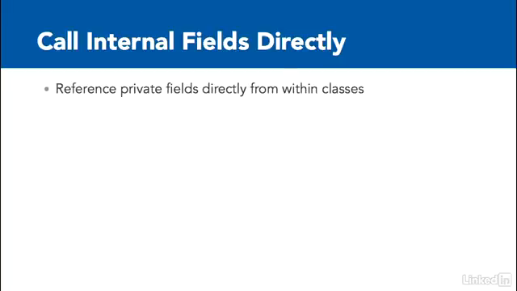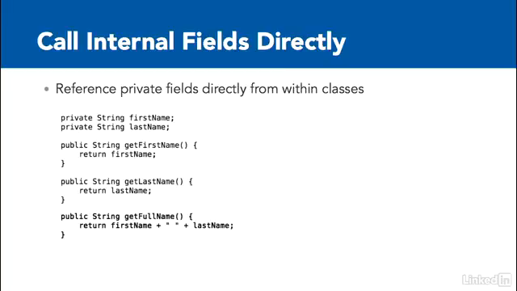It's very common in Java to create private fields and then public getter and setter methods. So in this code sample, I have two private fields called first name and last name. And then I have public getters for both methods.